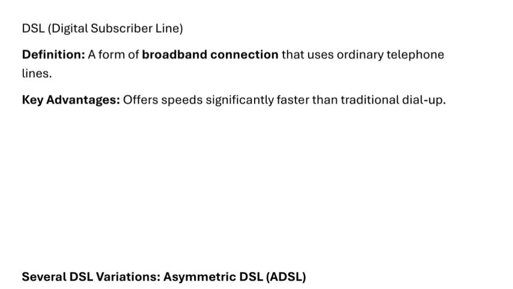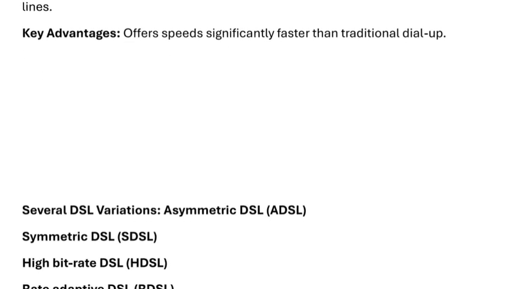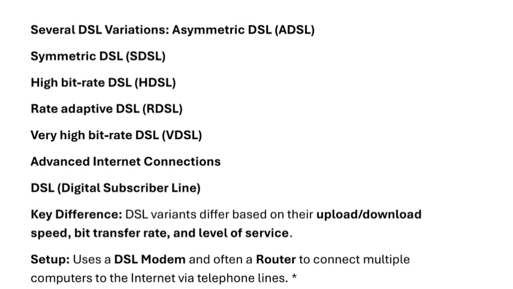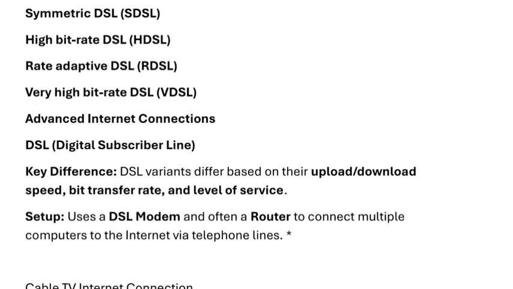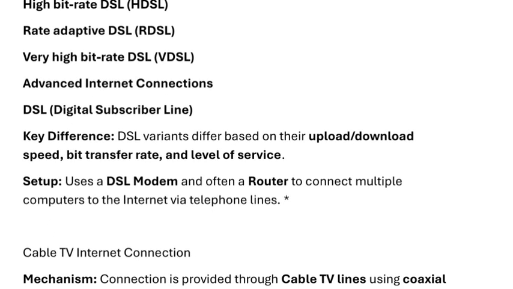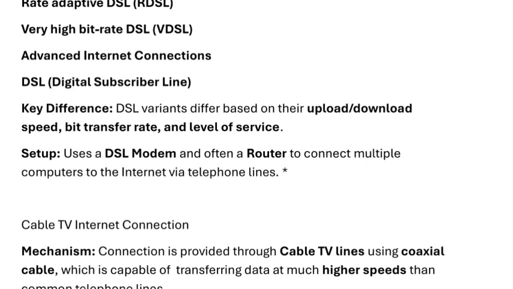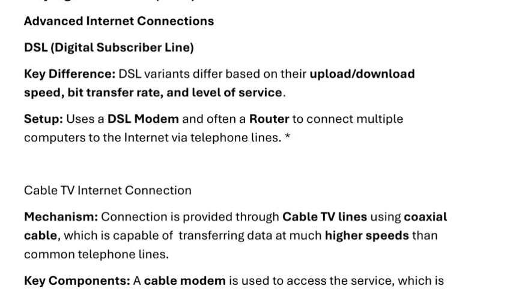DSL, Digital Subscriber Line. Definition: a form of broadband connection that uses ordinary telephone lines. Key advantages: offers speeds significantly faster than traditional dial-up. Several DSL variations: asymmetric DSL (ADSL), symmetric DSL (SDSL), high bitrate DSL (HDSL), rate adaptive DSL (RDSL), very high bitrate DSL (VDSL).